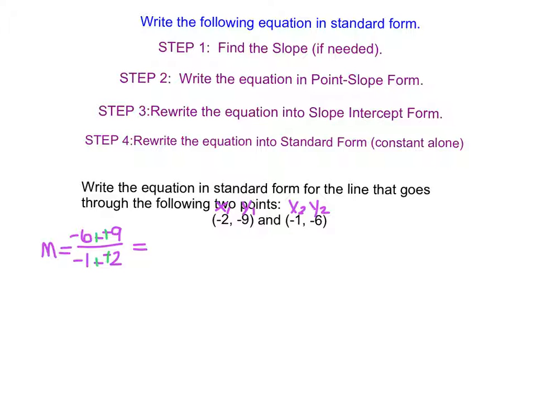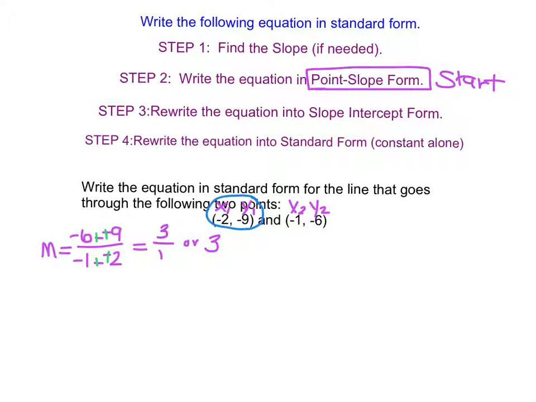Negative 6 plus 9 is 3. Negative 1 plus 2 is 1. So I have a slope of 3 over 1, or 3. Then from here, I'm going to start by writing the equation of my line into point-slope form. So we always start here in point-slope form once we have a point and a slope. We need to pick a point to use. I'm going to pick this first point here.